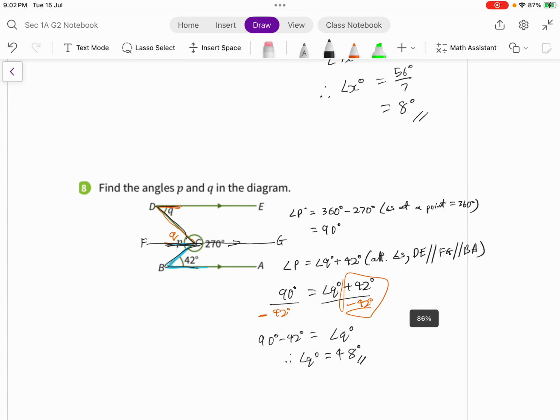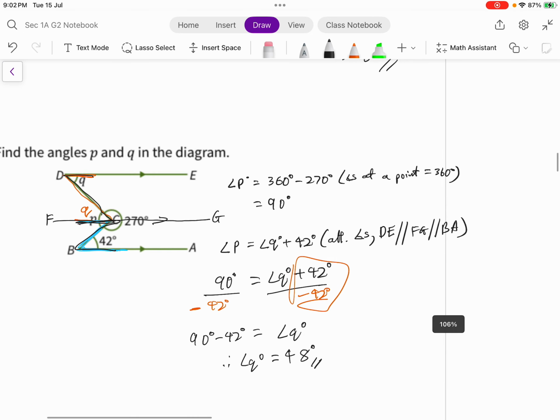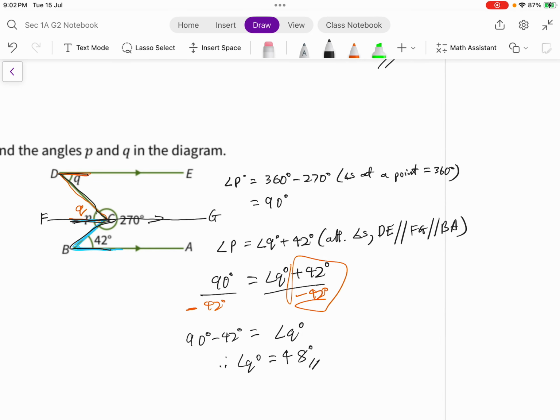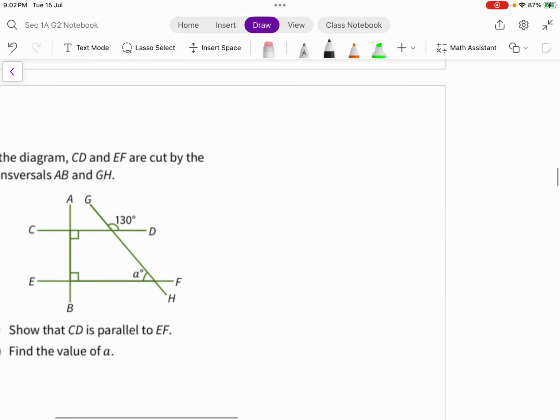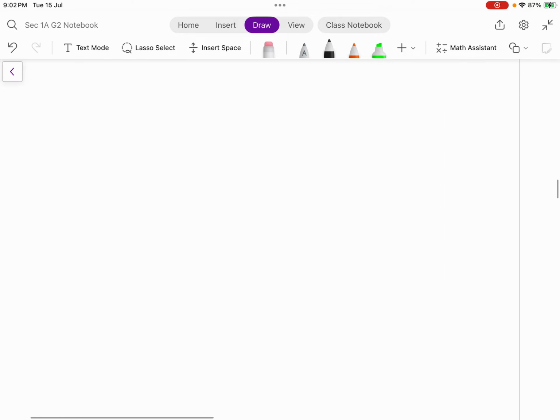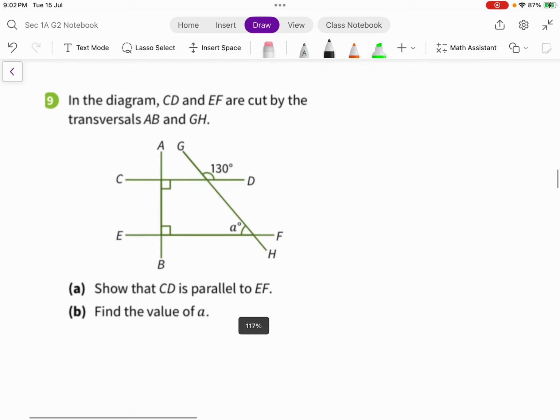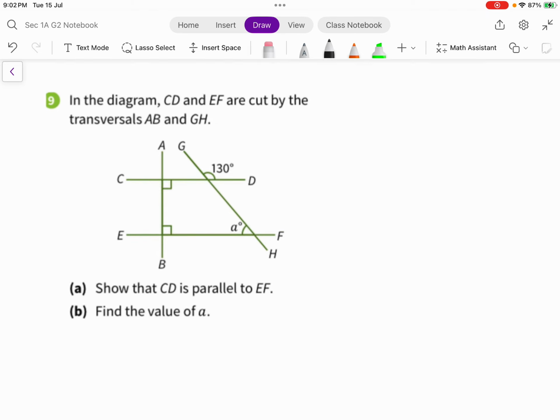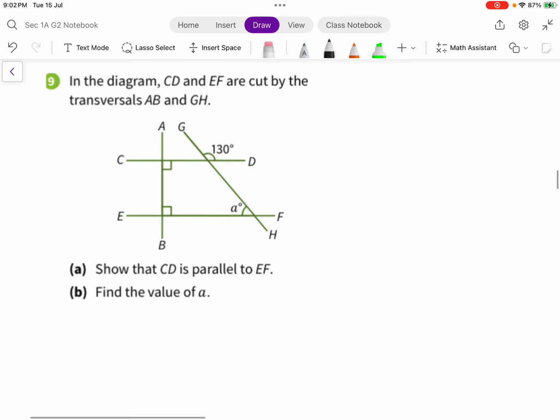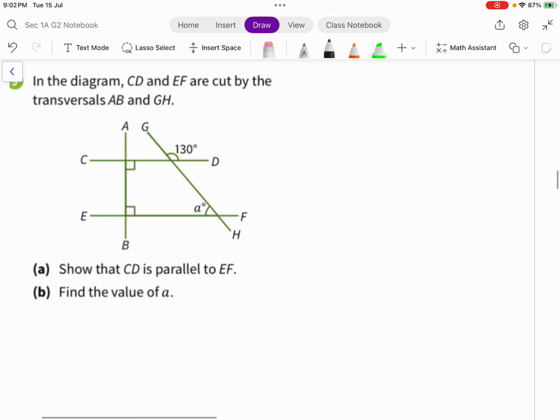Alright, quite simple, huh? Right, all you need to know and be familiar with is the additional parallel lines. Okay, last question for review exercise B before we go on to the work examples for chapter 7. Right, so from here, show that CD is parallel to EF. Right, CD is parallel to EF.